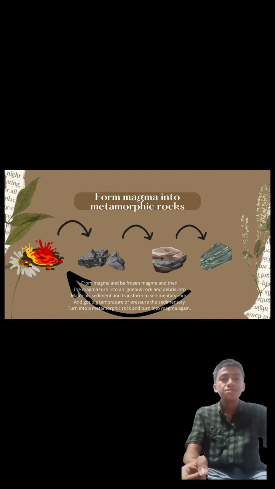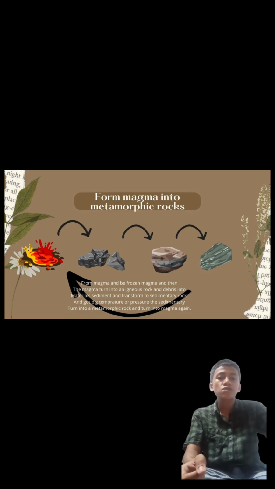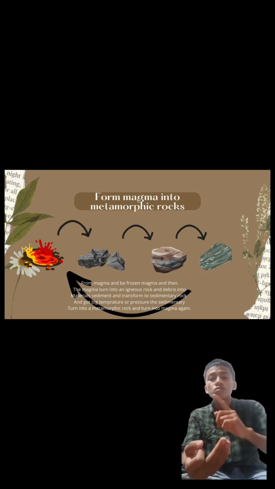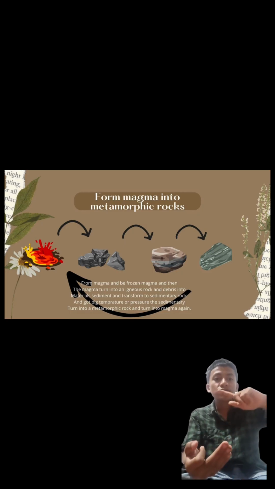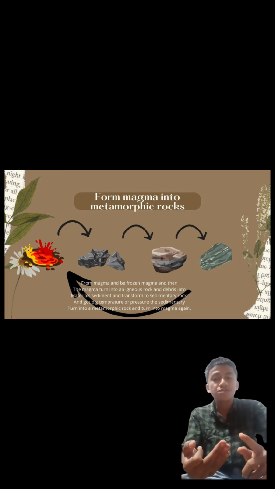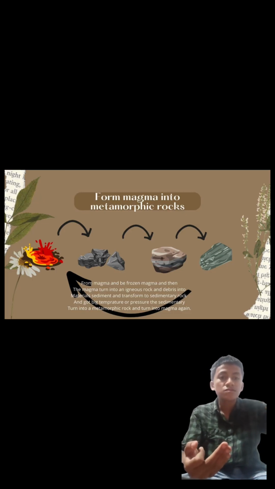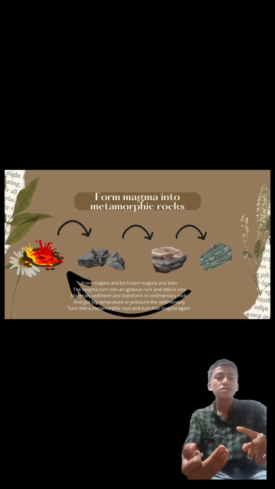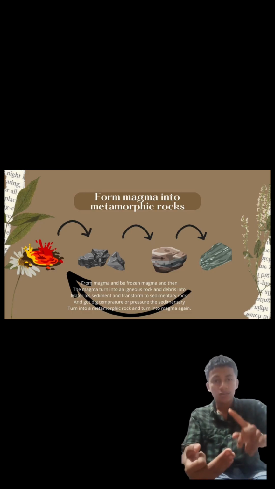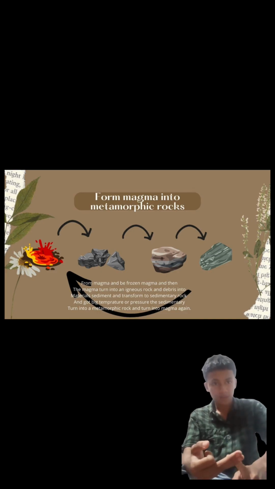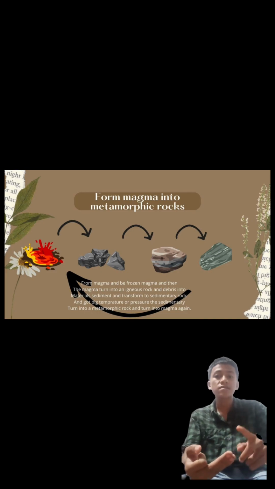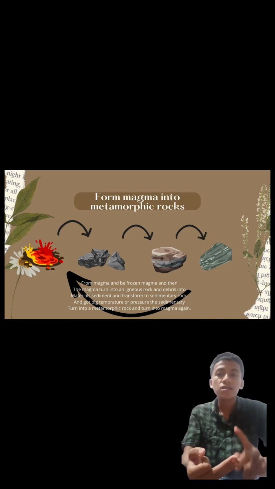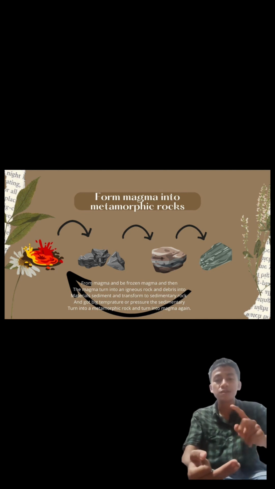After igneous rock, it undergoes erosion and becomes sedimentary rock. Its debris turns into sediment material and is transformed into sedimentary rocks, and with big temperature or pressure, the sedimentary rocks turn into a metamorphic rock and turn into magma again. It is all because of the temperature and pressure.